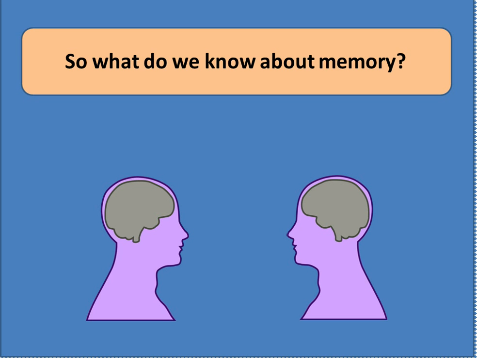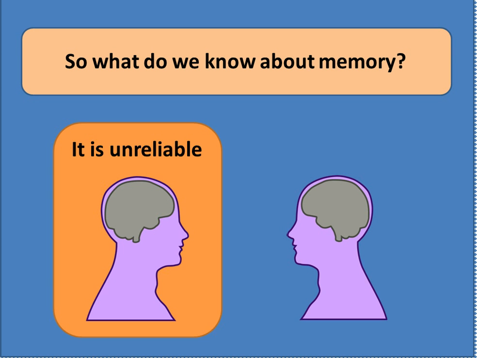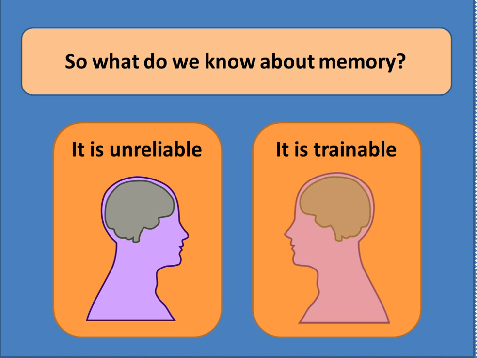So what do we know about our memories? Well, we know that they are unreliable. The simple act of trying to recall an experience will change or can change our memory of that experience. That's the bad news. The good news is that our memories are trainable. So we can use that trainability to help make them more reliable.